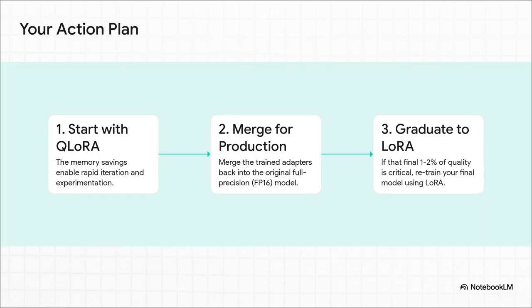So what's your actual plan? It's super simple. Here it is in 3 steps. Step 1, just start with QLoRa, always. The memory savings mean you can experiment and iterate so much faster. Step 2, when you've got an adapter you're happy with, merge it back into the original full precision model for production. And step 3, only if you test that merged model and find that last tiny 1 to 2% of quality is absolutely critical, only then should you even think about rerunning that final training pass using standard LoRa.